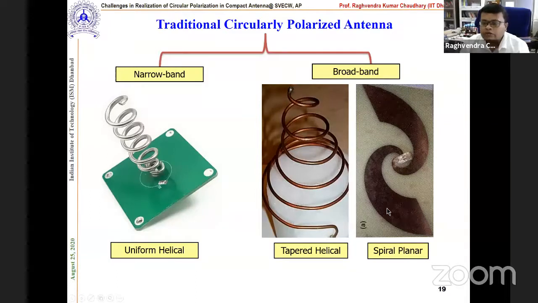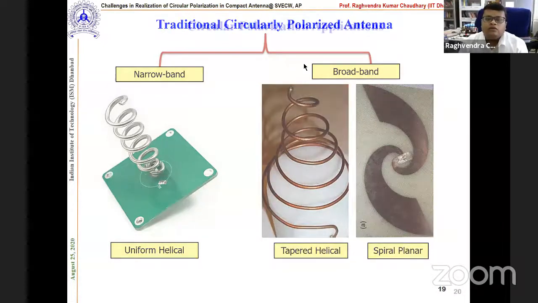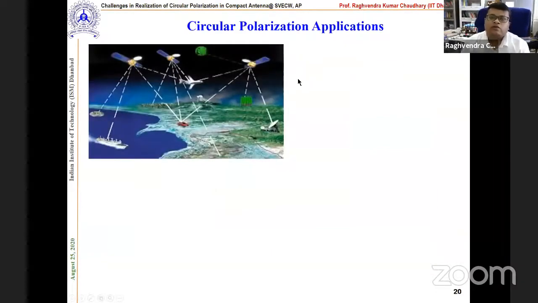And similar kinds of structures you can find in the literature. The idea is that they are trying to manipulate the electric and magnetic fields in such a way that they exist orthogonally. Correct. So these are some traditional structures by which we are trying to get circular polarization.